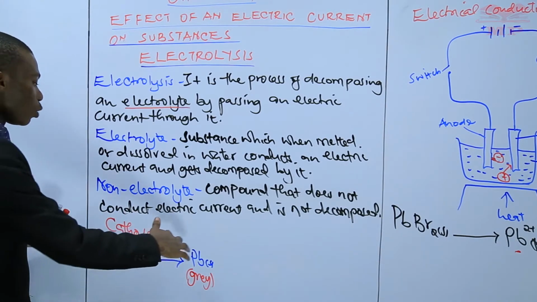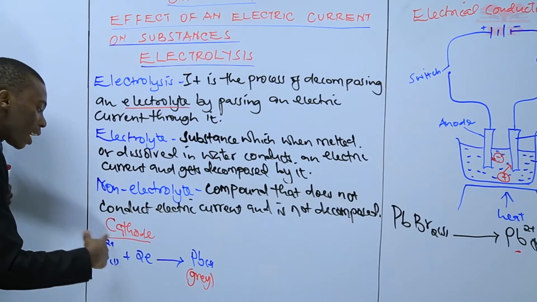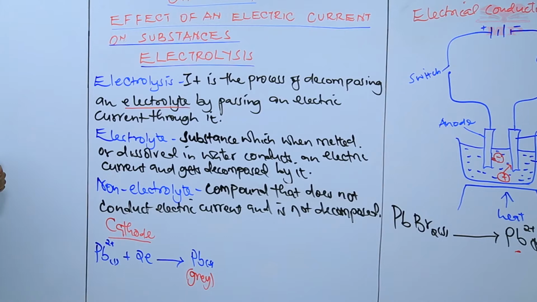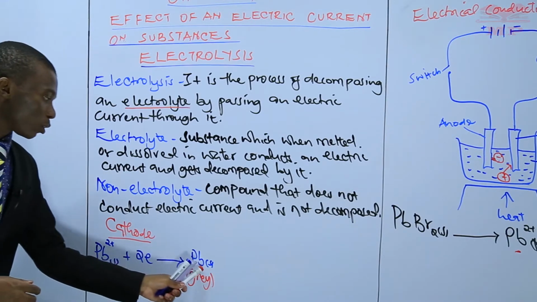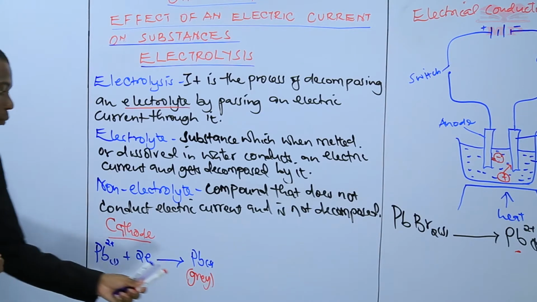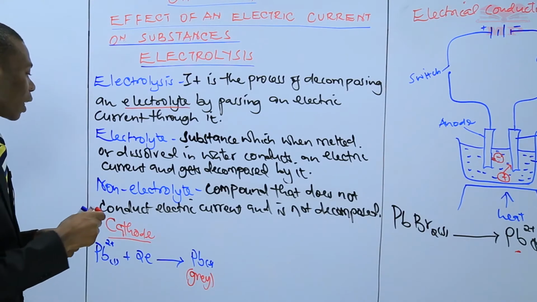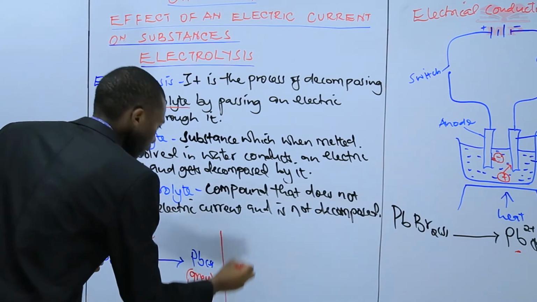Therefore, this is what happens at the cathode. You are having lead ions which are in liquid state. Those lead ions gain electrons, and they are gaining 2 electrons, and you are depositing an electrically neutral atom which is gray in color. And what happens at the anode?